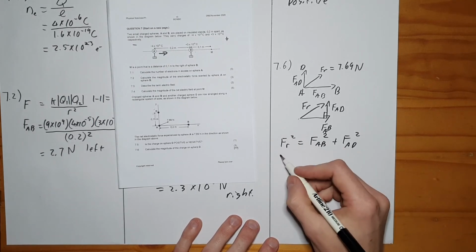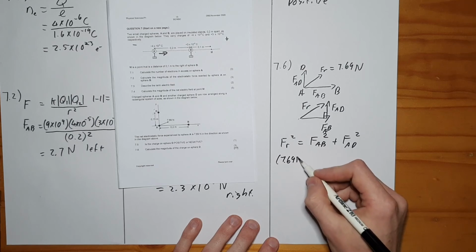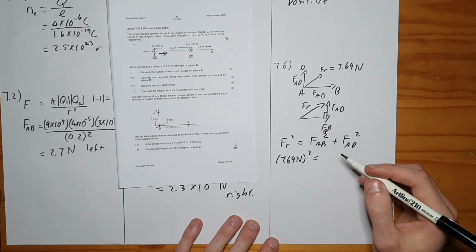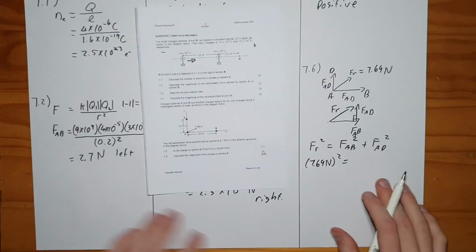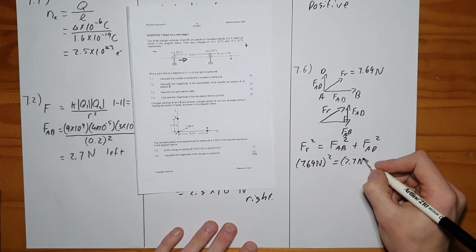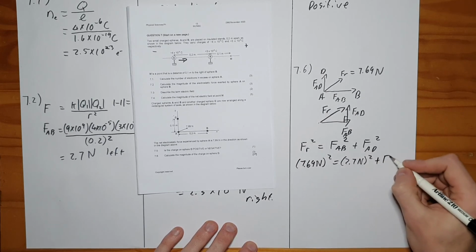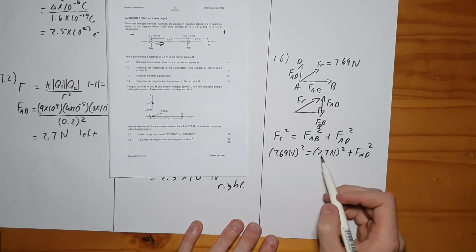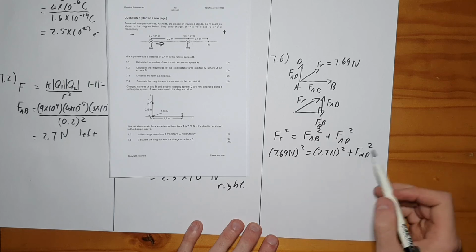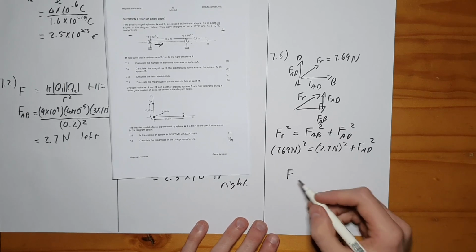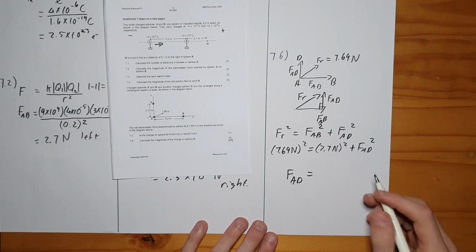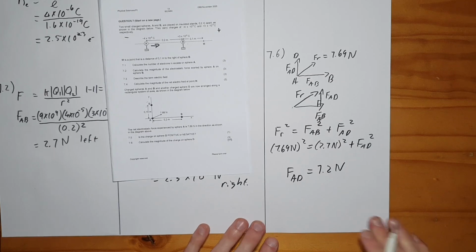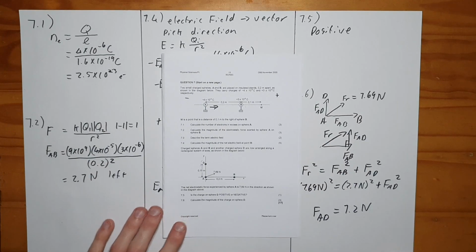We're looking for F_AD. We have this over here, so we have 7.69 newtons squared equals this one squared, which was given in 7.2. If you check back in 7.2, it's 2.7 newtons squared plus F_AD squared. If we sort all this out, we're going to minus this from that, and then square root everything, and you should get an answer of F_AD equals 7.2 newtons. And that's how we go about doing this question.